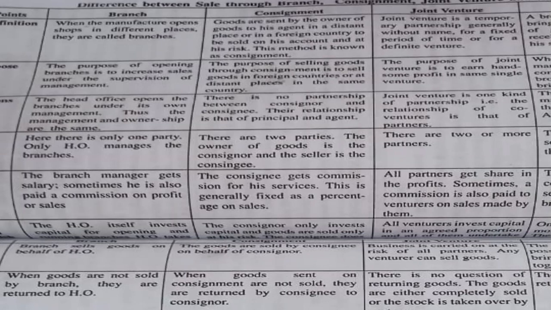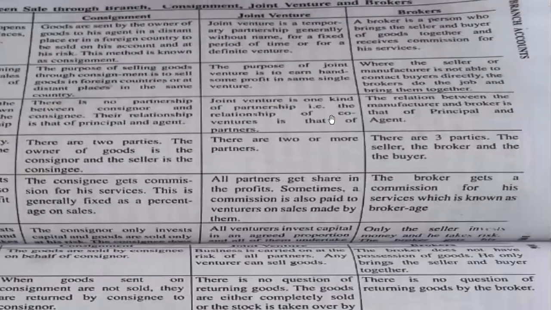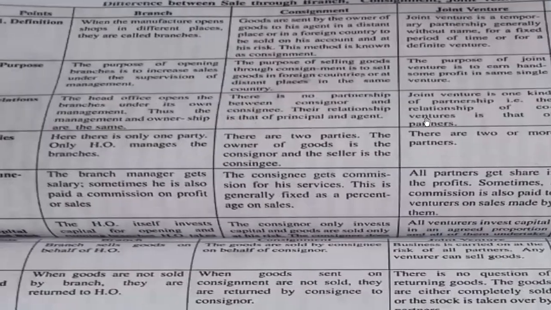Joint venture is one kind of partnership. The relationship of co-venturers is that of partners. Joint venture is simply a partnership, so the parties are the partners. The relationship between manufacturer and broker is that of principal and agent. Broker is just the agent of any transactions.